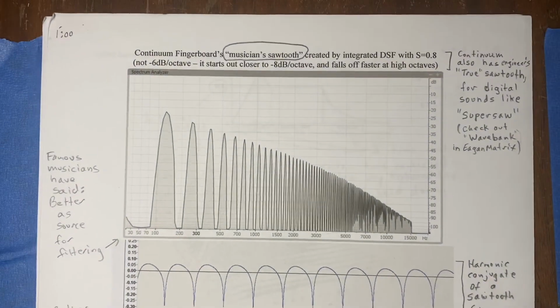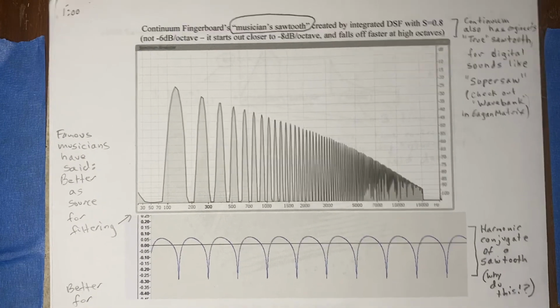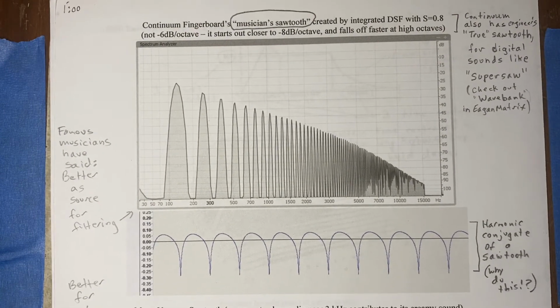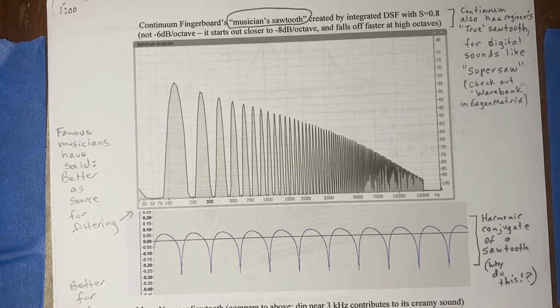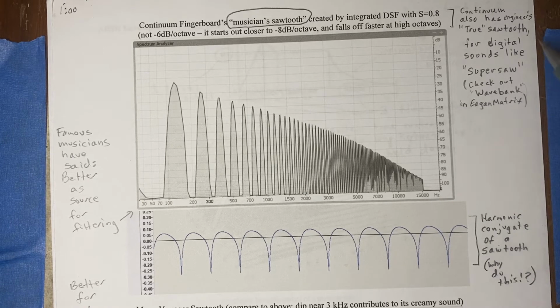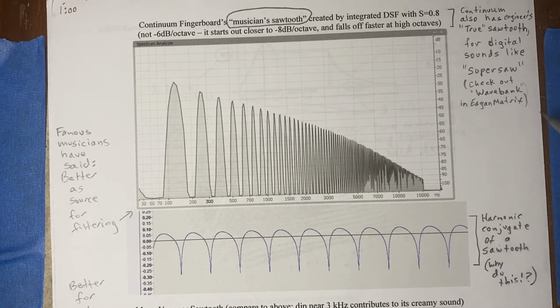Various famous musicians have told me that they really prefer this over the strict sawtooth. The continuum in the Eagan matrix does have an engineer sawtooth. For instance, in the wave bank, if you use a sawtooth in there, those are strictly band limited engineer sawtooths, and they have that quite stark sound. In that case, because of the supersaw effect, it is actually very nice to have the real sawtooth.